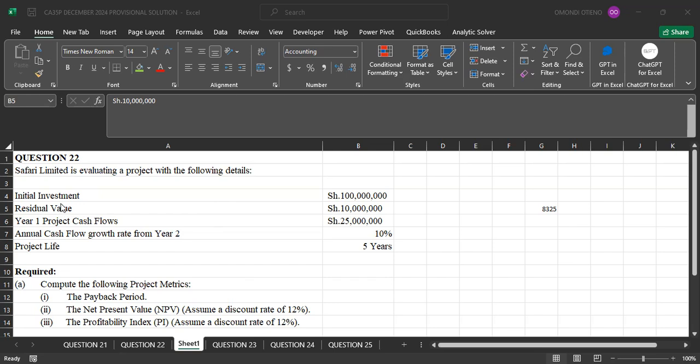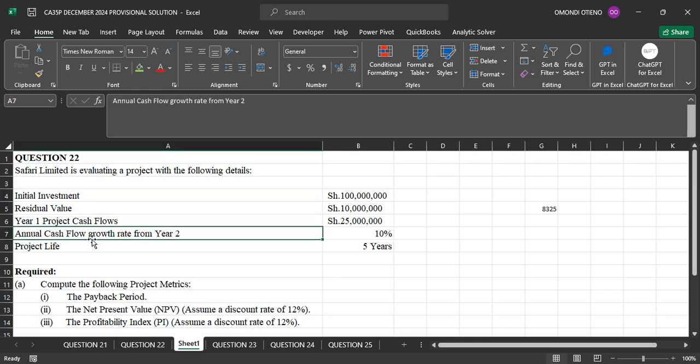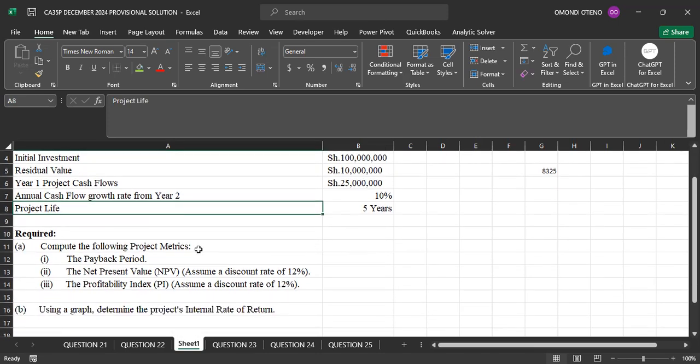Safari Limited is evaluating a project with the following details. So we have initial investment, we have residual value or salvage value, we have year one projected cash flows, and of course, we have annual cash flow growth rate from year two, and the life of the project, that is 5 years. What does the examiner want you to do?